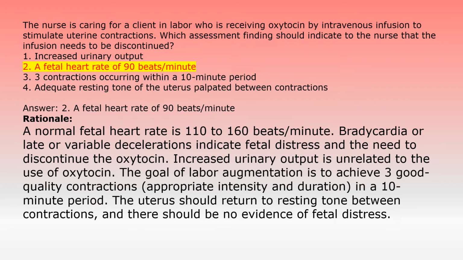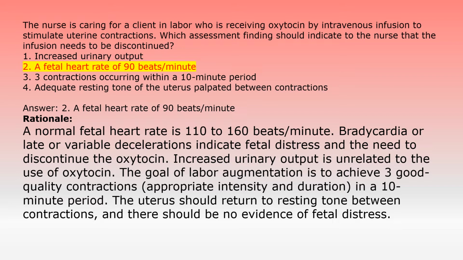Answer. 2. A fetal heart rate of 90 beats per minute. Rationale. A normal fetal heart rate is 110 to 160 beats per minute. Bradycardia or late or variable decelerations indicate fetal distress and the need to discontinue the oxytocin. Increased urinary output is unrelated to the use of oxytocin.